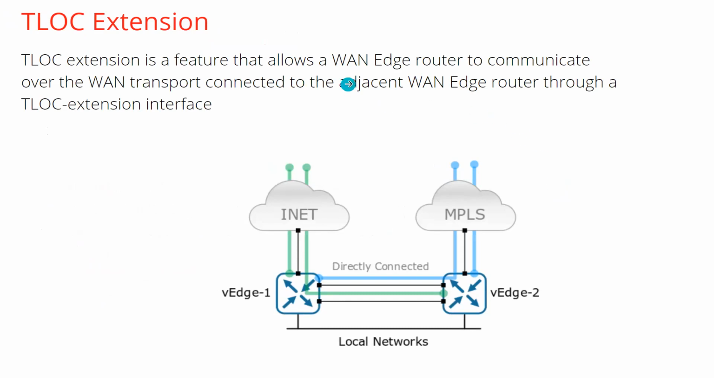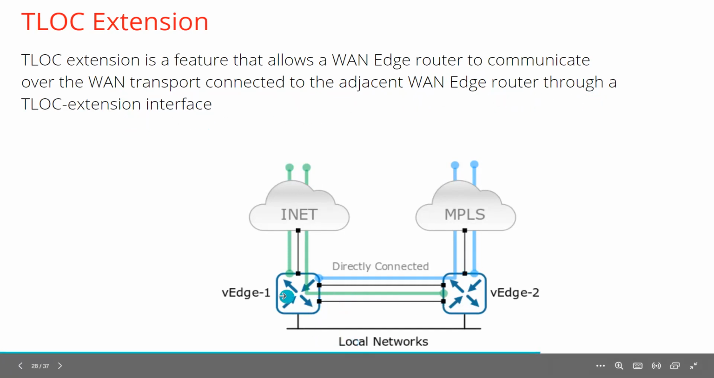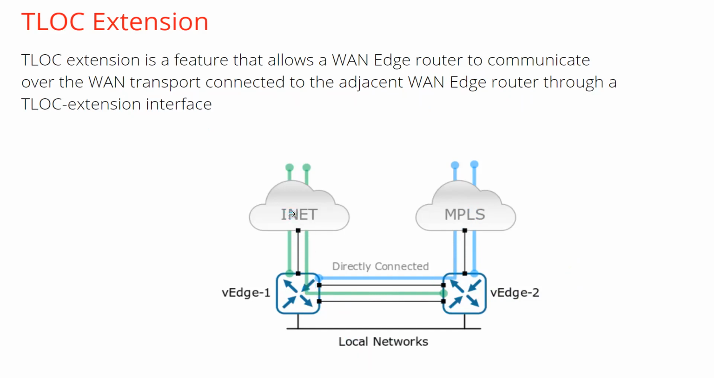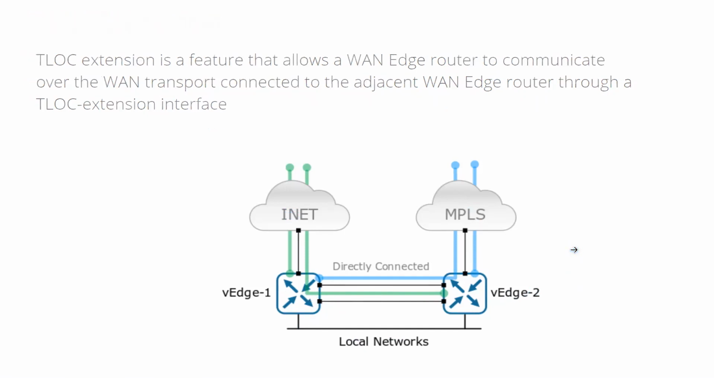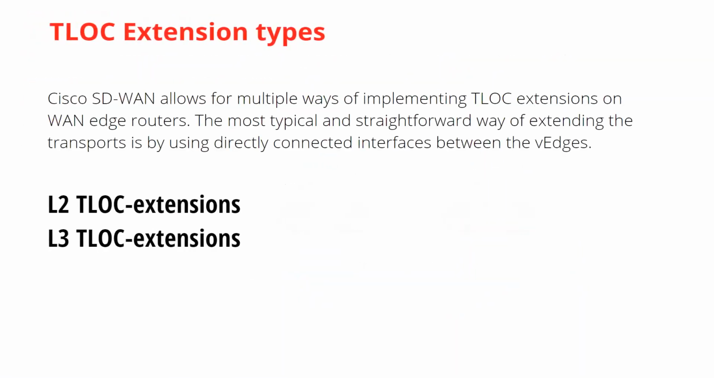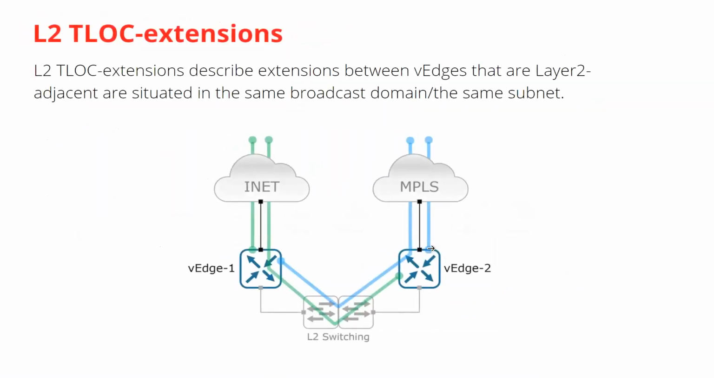So TLOC extension is a feature that allows the WAN edge routers to communicate over WAN transport connected to an adjacent WAN edge router through a TLOC extension interface. So you see that in a single site, you have vEdge 1, vEdge 2, maybe site 10, let's call it a single site, and one is connected to MPLS, the other is connected to internet. What you want is that in case one of the circuits goes down, your traffic should be able to go through the other one. There are two types of TLOC extensions, L2 and L3.